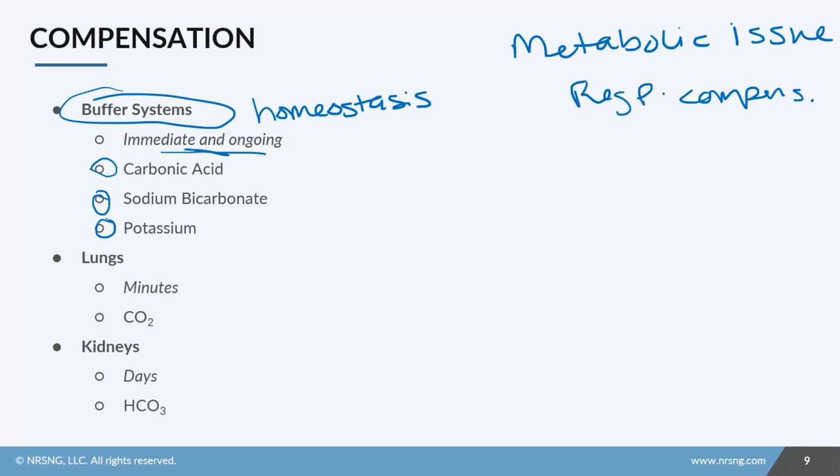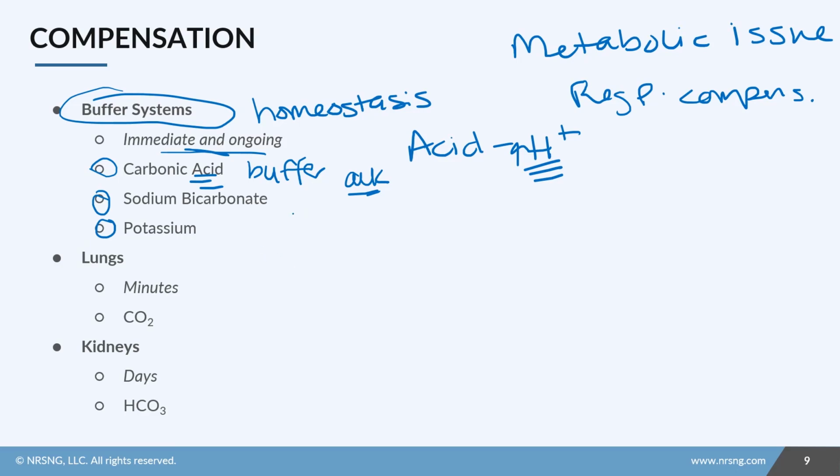Now let me just give you the basics of these. The big thing to remember here is that the level of acid is determined by the amount of hydrogen ions floating around in the blood. More hydrogen ions is more acid. Less hydrogen ions, less acid, or more alkaline. So carbonic acid is going to help buffer our alkaline situation by giving more acids and giving up those hydrogen ions to help increase the level of acid.